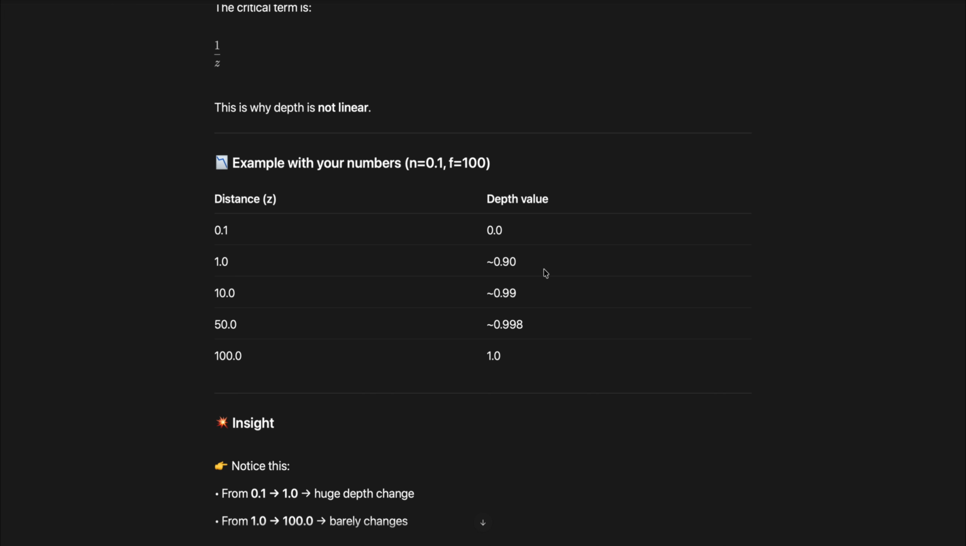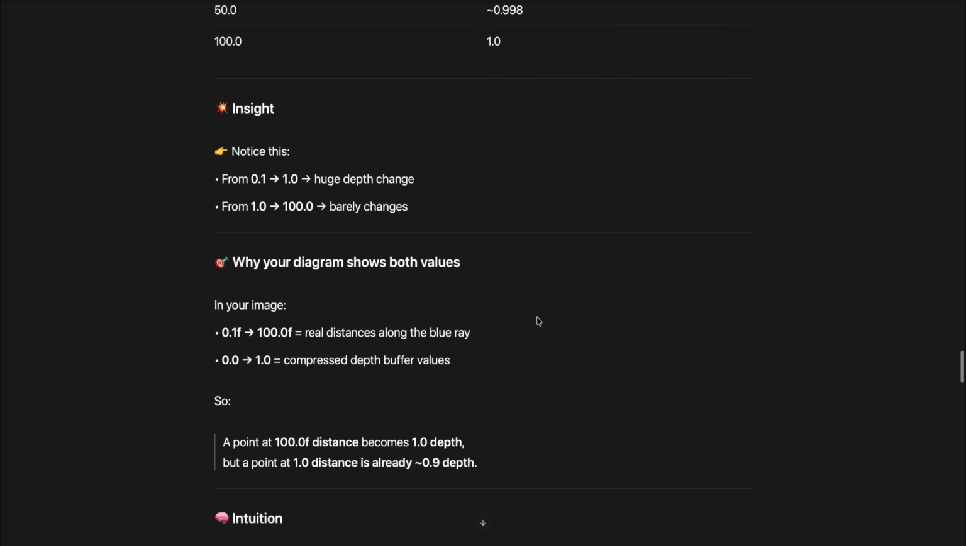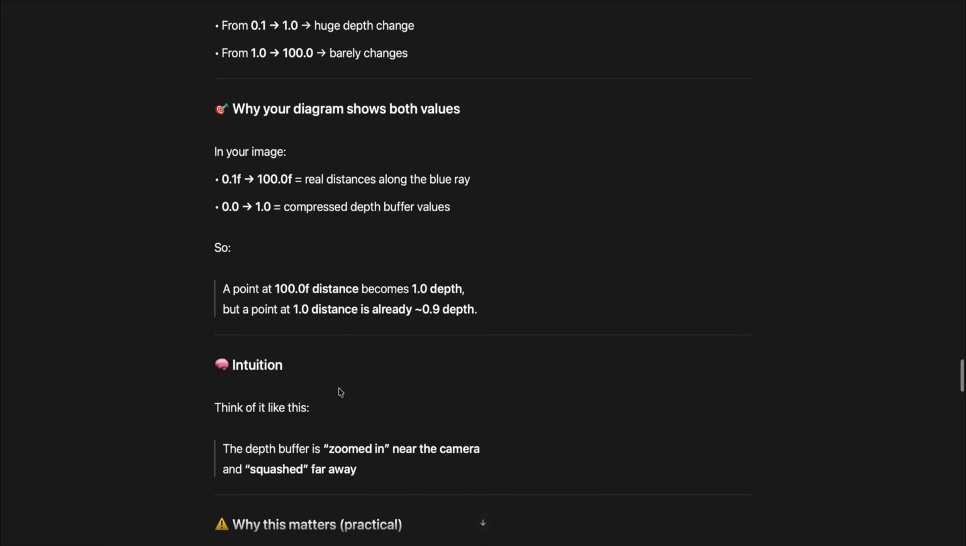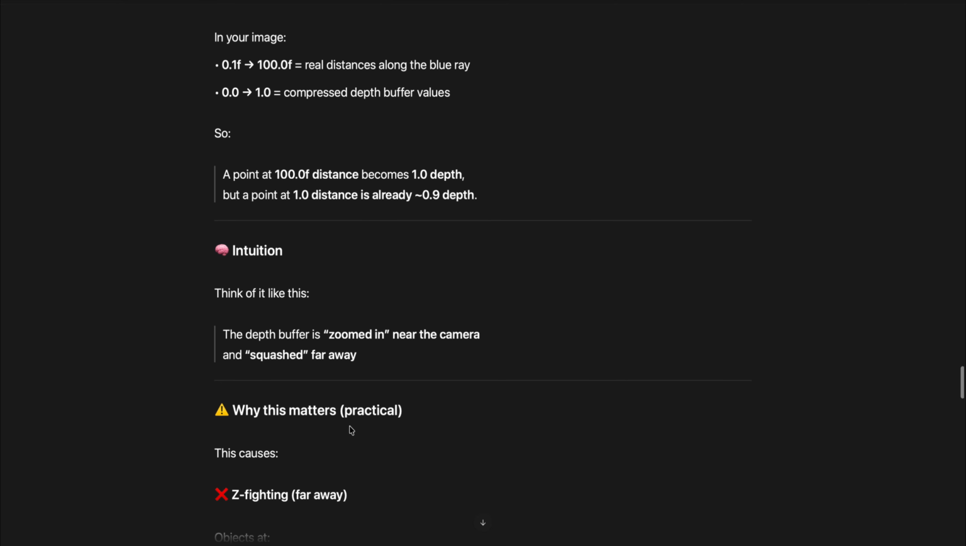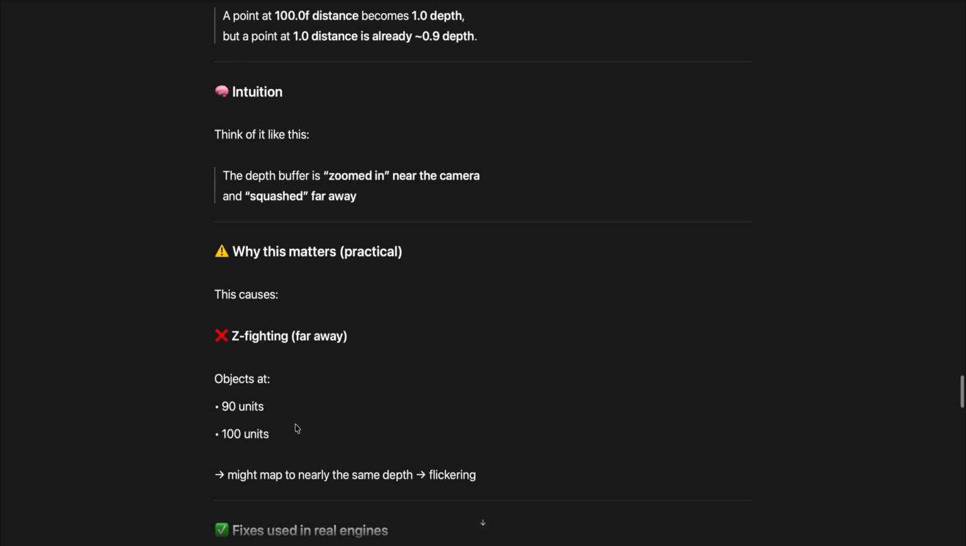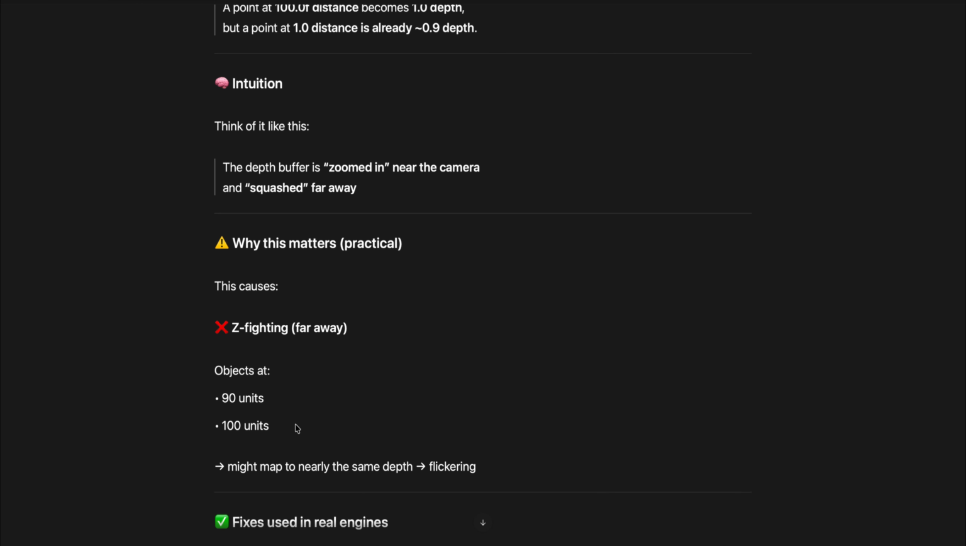This is why we say it's nonlinear, because closer to the camera we really zone in on the granularity of what's going on. But as we get farther away from the camera, we don't care, because we're rendering less detail, all of that stuff. So our point becomes: the depth buffer is zoomed in near the camera, squashed farther away. Why this matters, practically: this causes Z fighting far away. Objects at 90 and 100 might map to nearly the same depth, causing flickering.